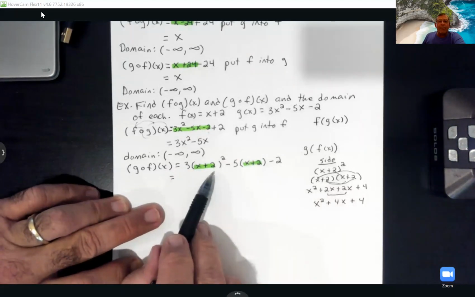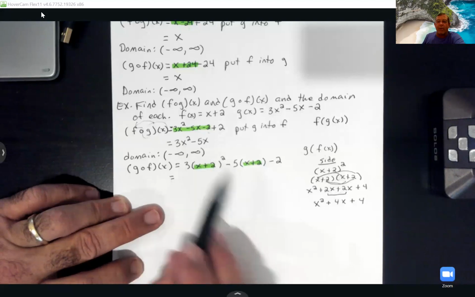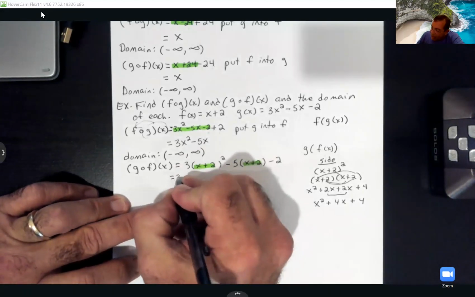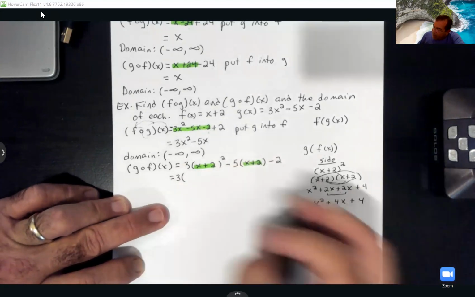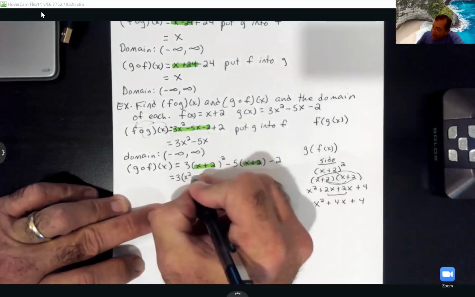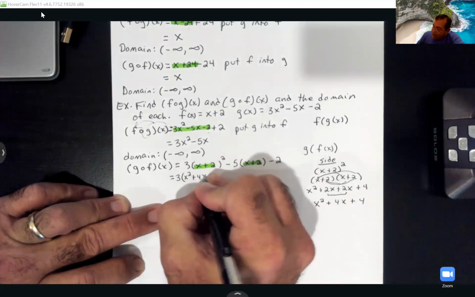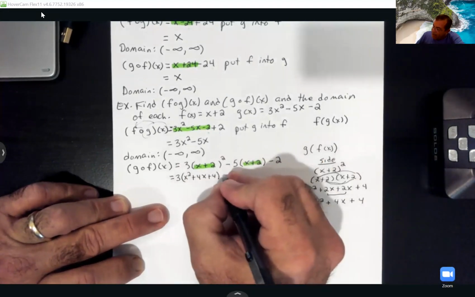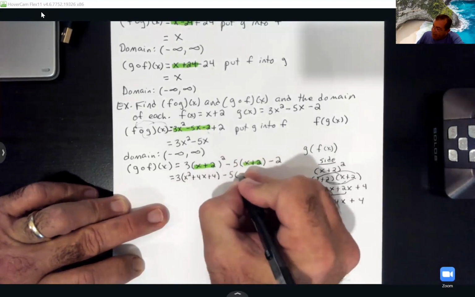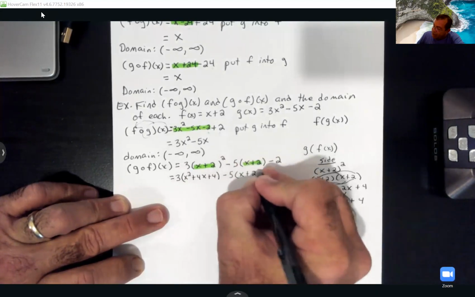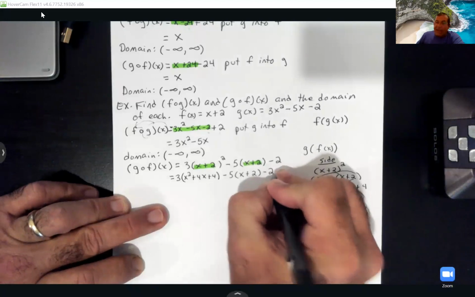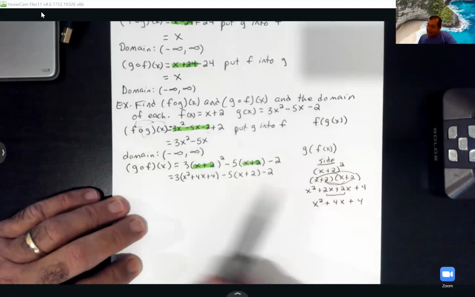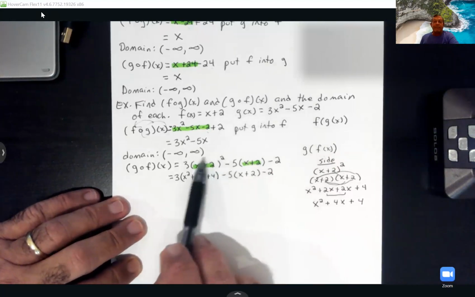So that's what I'm going to replace the x plus 2 squared with, is what I got over here when I FOILed it. So I got my 3. Then I got my x squared plus 4x plus 4. And y'all, I'm going to bring everything else down. Minus 5 times x plus 2 minus 2. So remember, all we did over here on the side was figured out that exponent.